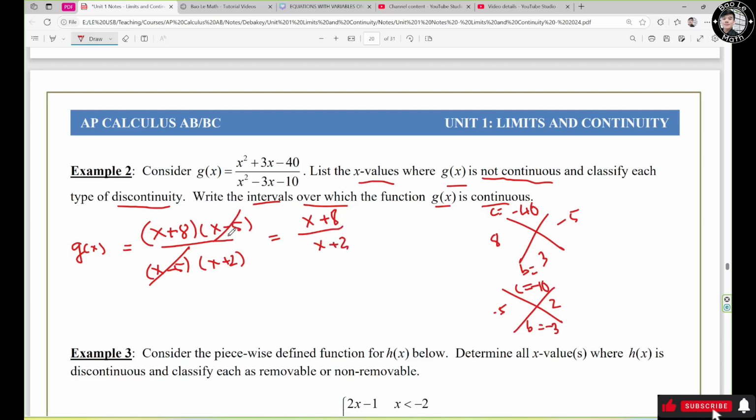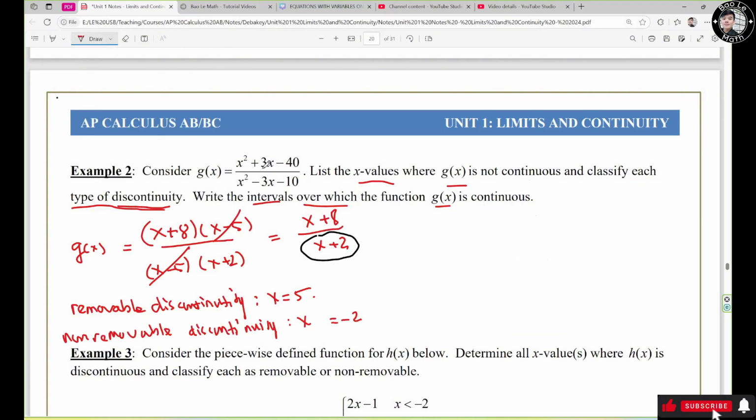So you see that the hole, which means s equals 5, right? Now you need to classify each type of discontinuity. So you have the removable discontinuity s equals 5, right? And the non-removable discontinuity is s equal -2, right? Because this one is actually the vertical asymptote, right? Alright, next one, we need to write the intervals over which the function is continuous, right?